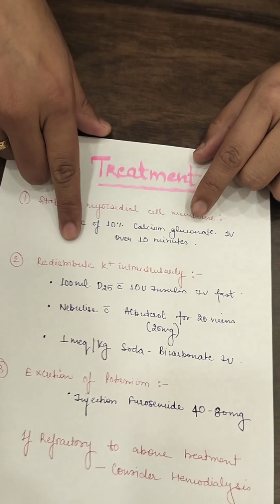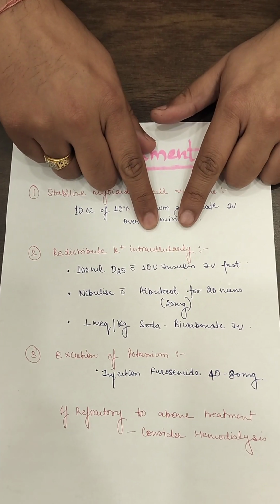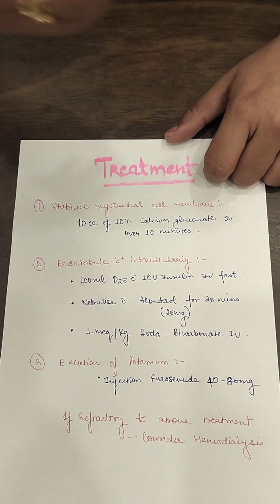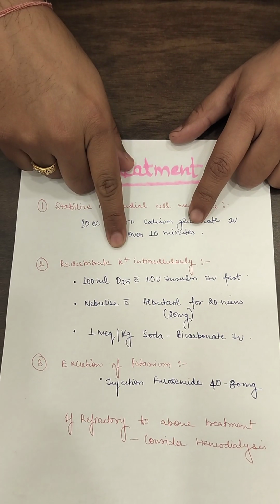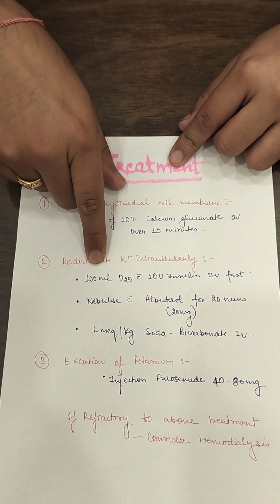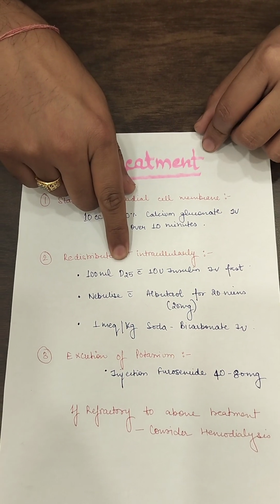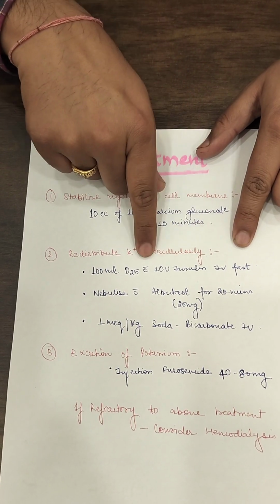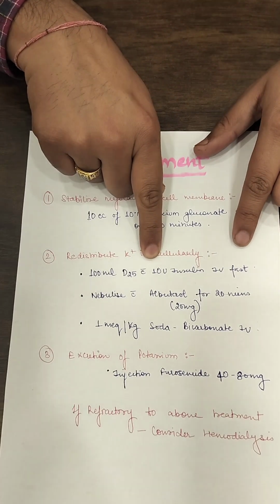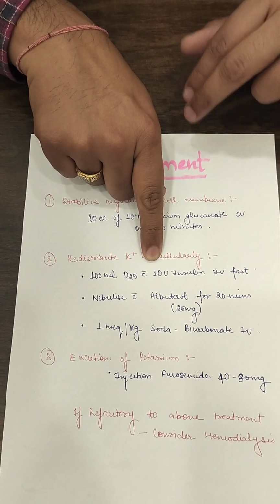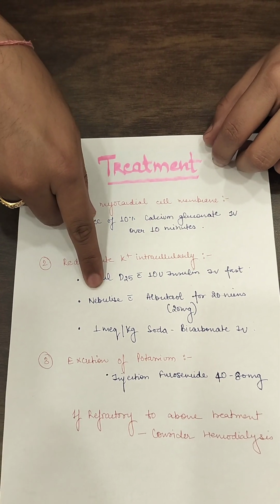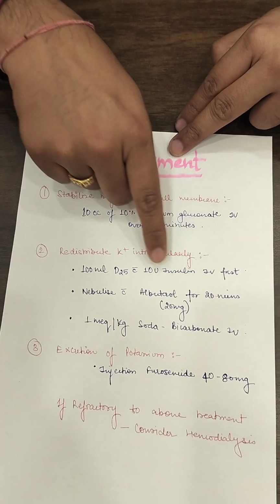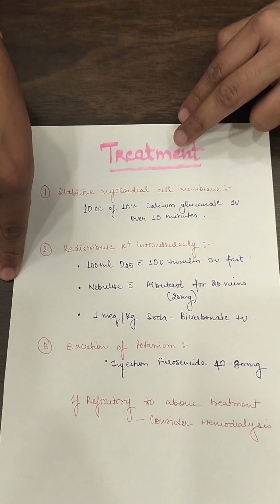The second step is redistribution of potassium intracellularly. That is like in case of cell breakdown, when potassium comes from cell to blood, then we give this measure. That is 100 ml D25 with 10 units of insulin. This is known as neutralized dose. This we give fast to rapidly decrease the serum potassium levels. Or we can nebulize the patient with albuterol 20 mg for 20 minutes. This also shifts the potassium from serum to the cell.